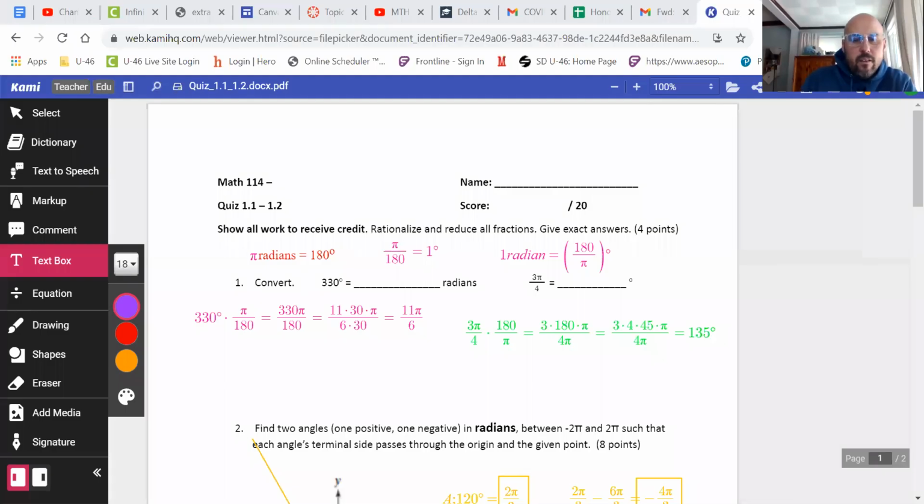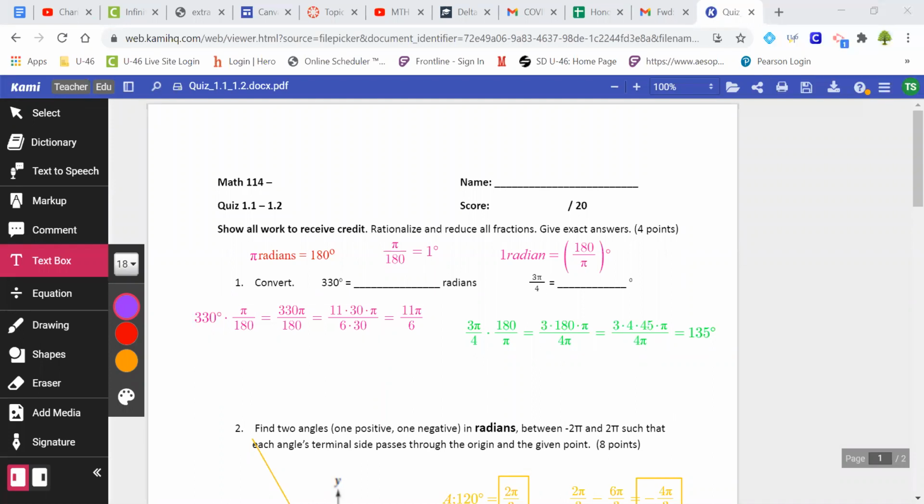All right, here are the solutions to quiz one. I hope that you looked at the solutions. I looked at your quiz already with my annotations, but here is number one done with all the work shown and justification.